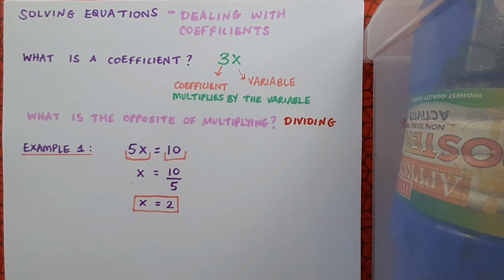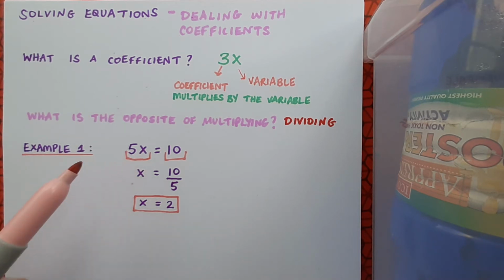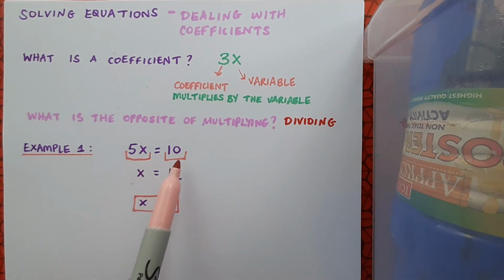Like in the previous video, I can verify to see if I'm correct. So let's see. 5 is multiplying by the x. Now, the x I've decided is 2. 5 by 2 is 10. This is definitely true, so I've verified my solution.